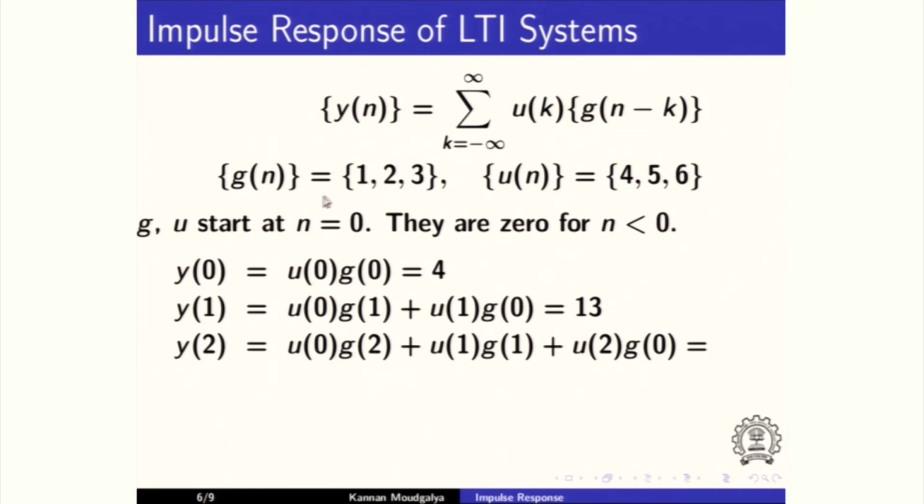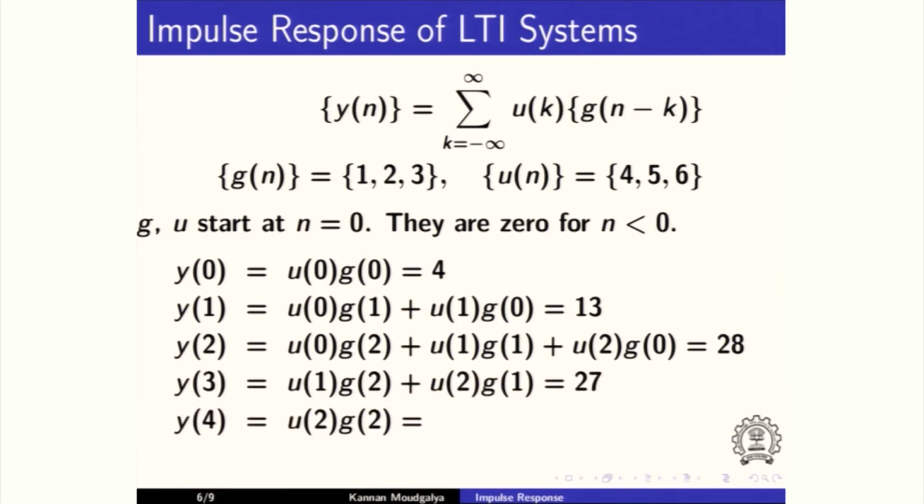Remember we have non-zero values only for 0, 1, 2. So this value comes to 28, you can verify. Similarly you can calculate y3 to be 27, and you can calculate y4 to be this. For y4 also there is only one combination that is possible.